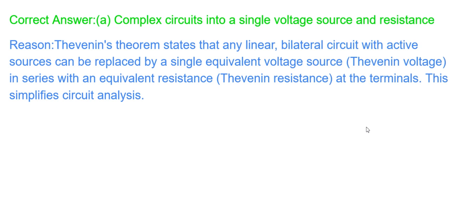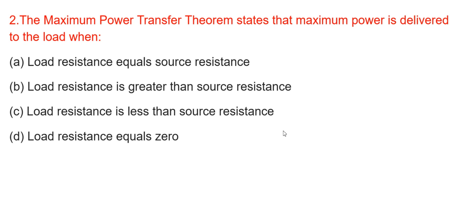The correct answer is A, complex circuit into a single voltage source and resistance. Reason: Thevenin's theorem states that any linear bilateral circuit with active sources can be replaced by a single equivalent voltage source in series with the equivalent resistance at the terminals. This simplifies the circuit analysis.